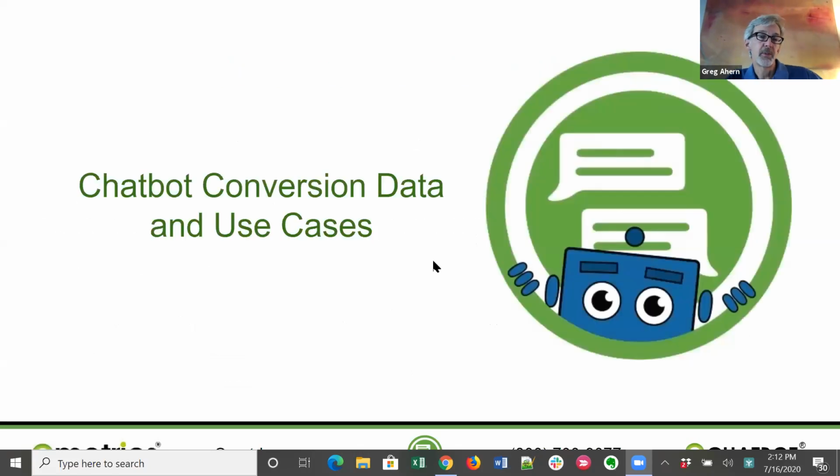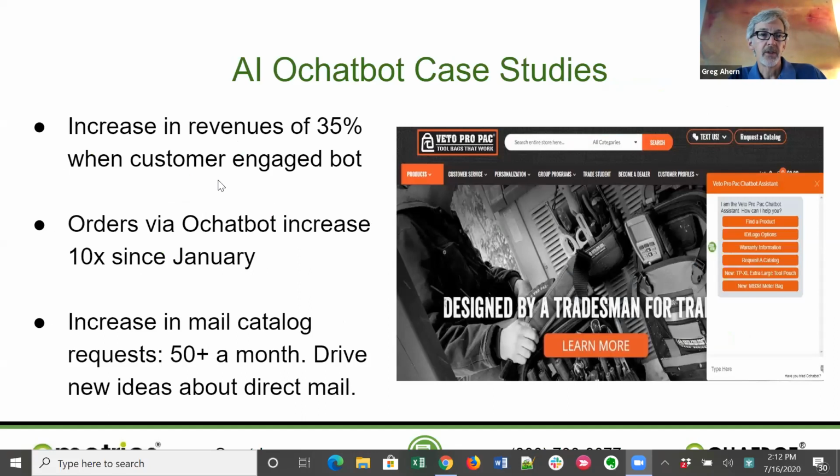All right, so here's some examples of some things we've seen from a conversion standpoint. So this is a client of ours. They had an increase in revenue of 35% when the customer engaged with the chatbot. So they found what they want, and they also bought more of it. Orders via the chatbot increased 10x since January.